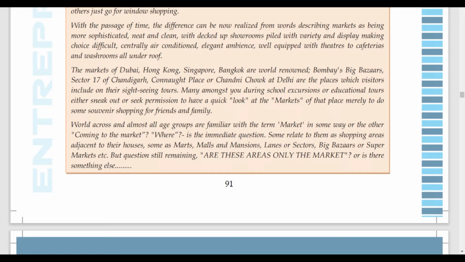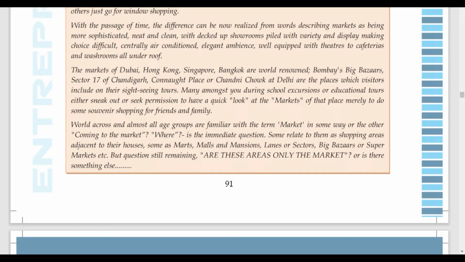Bombay's big bazaars, Sector 17 of Chandigarh, Connaught Place, or Chandni Chowk at Delhi are the places which visitors include on their sightseeing tours. Many amongst you during school excursions or educational tours either sneak out or seek permission to have a quick look at the markets of that place merely to do some souvenir shopping for friends and family.